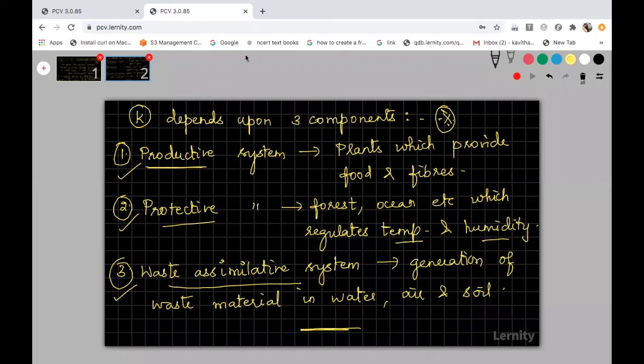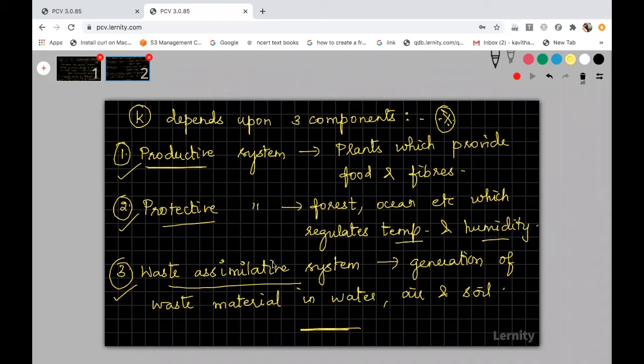Waste assimilation. Waste assimilation is nothing but the waste material that is generated in the air, water, and soil. Suppose you take soil, what is the waste material? Whatever domestic garbage and industrial waste we are dumping in the soil, they are all waste materials, and these waste materials will be assimilated.